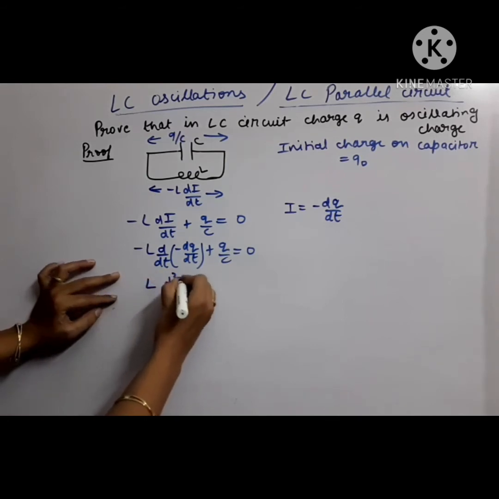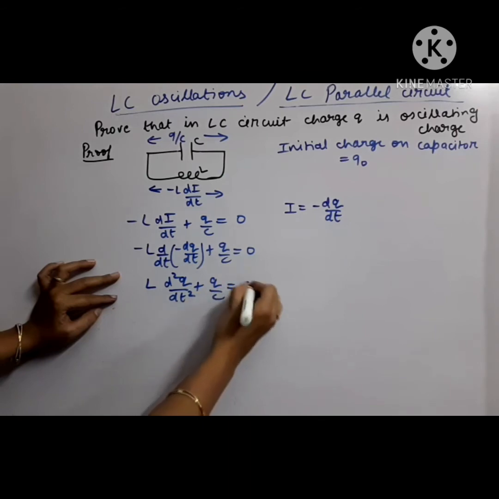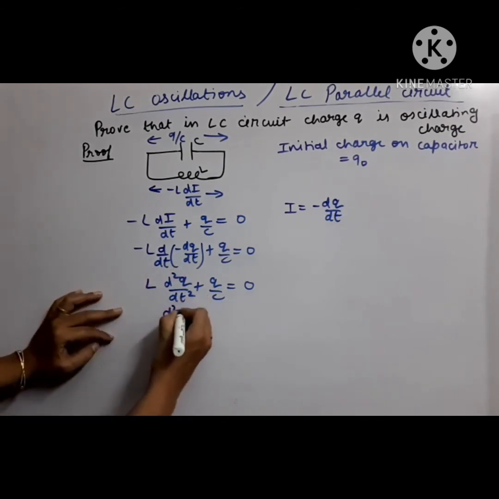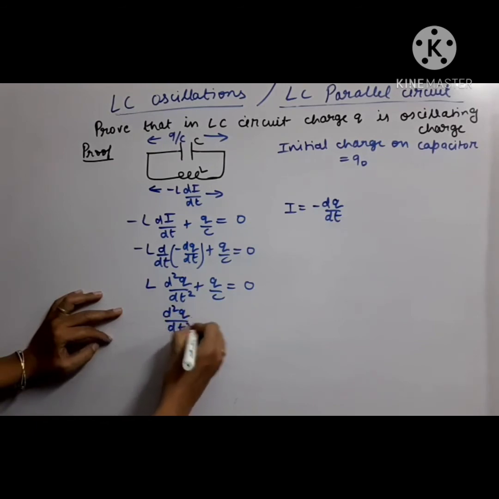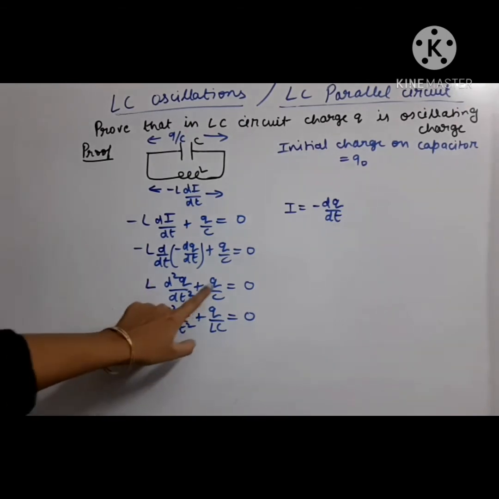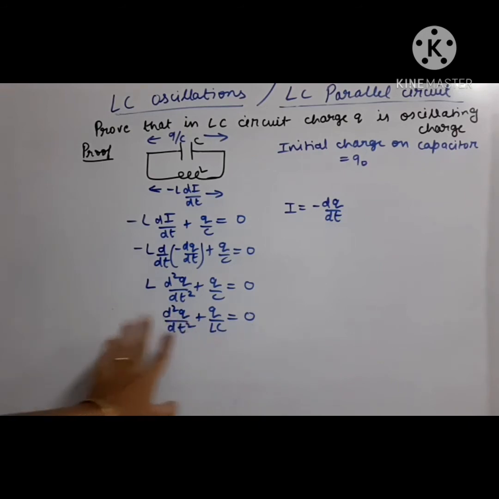So L d square q by dt square plus q by c will come. After that this L should be taken here because d square q by dt square we want alone. This is a second order differential equation. So we are dividing the whole equation by L. Here L cancelled, here 1 upon L, and here 0 by L is also 0.